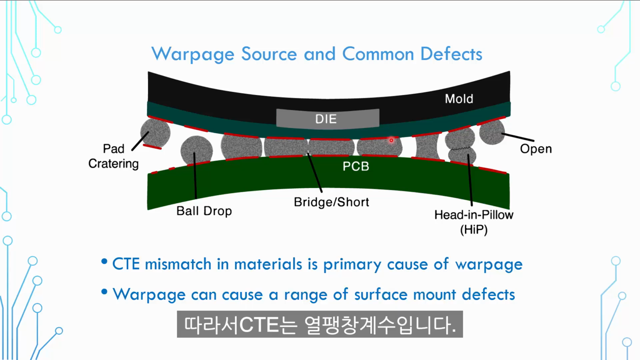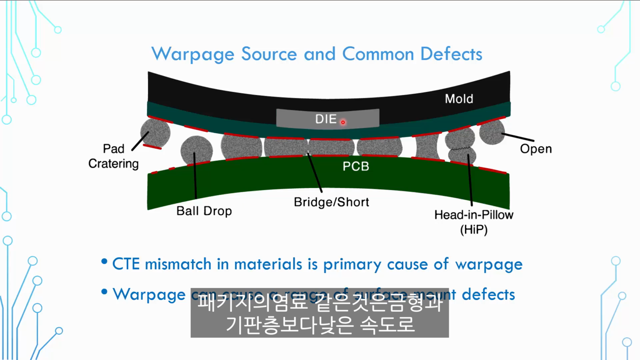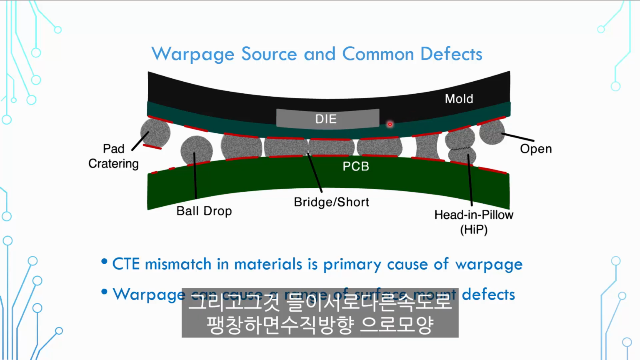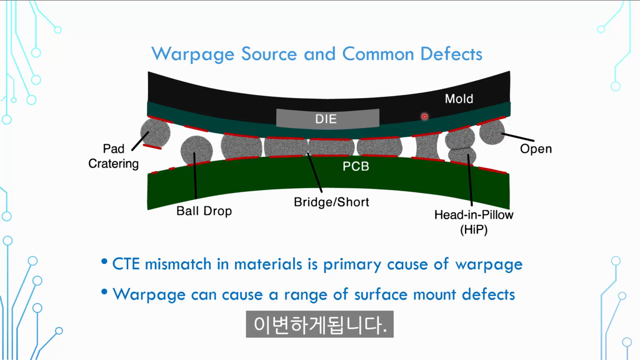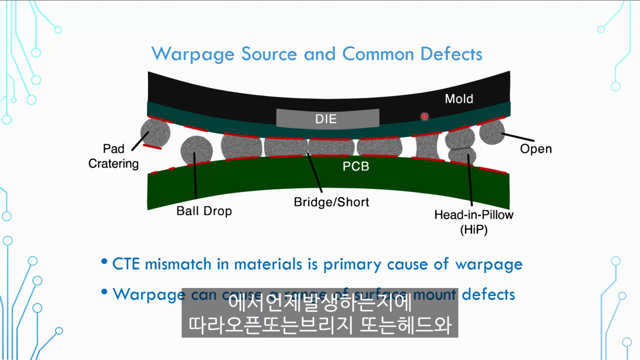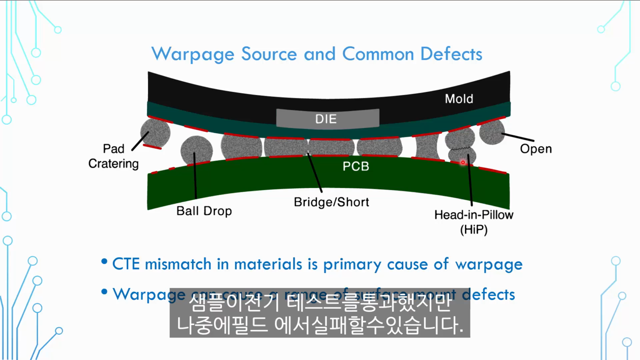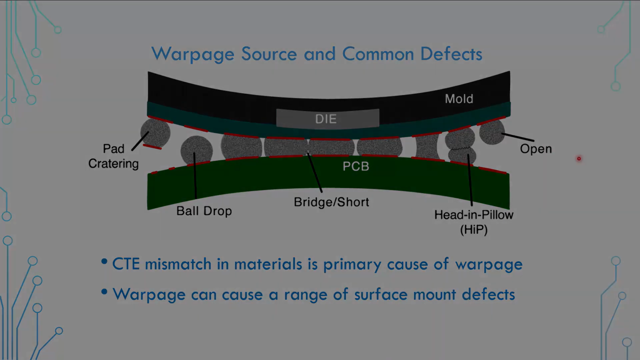So CTE is coefficient of thermal expansion. Something like a die in a package is going to expand at a lower rate than the mold and the substrate layers, and when those expand at different rates, you're going to get shape change in the vertical direction. And when thermal warpage occurs, depending on when in the profile it happens, you can have surface mount defects like an open or bridge, or something more subtle like a head and pillow, where the sample may pass electrical tests but then fail later in the field.